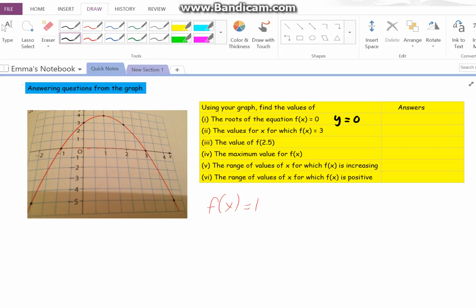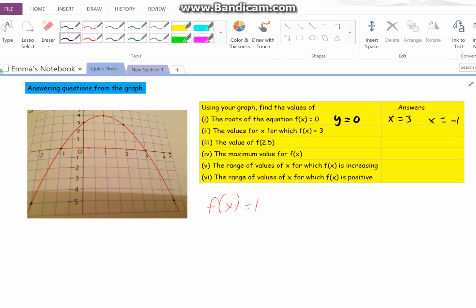And these are the roots of the equation, which we already know as well. So we know that the roots of the equation when y is equal to 0 are x is equal to 3 and x is equal to minus 1. So they're the roots of that equation, which is when y equals 0. Find the values for x for which f of x equals 3.